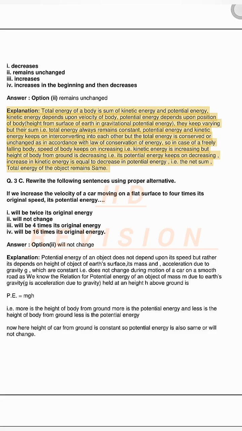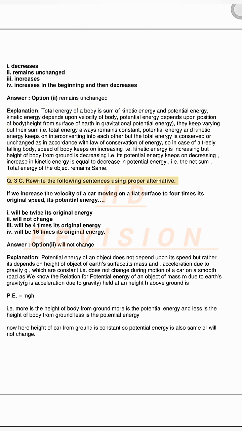So in the case of a freely falling body, the speed of the body keeps on increasing, i.e. kinetic energy is increasing, but the height of the body from the ground is decreasing, i.e. its potential energy keeps on decreasing. Increase in kinetic energy is equal to decrease in potential energy, i.e. the net sum, total energy of the object, remains the same.